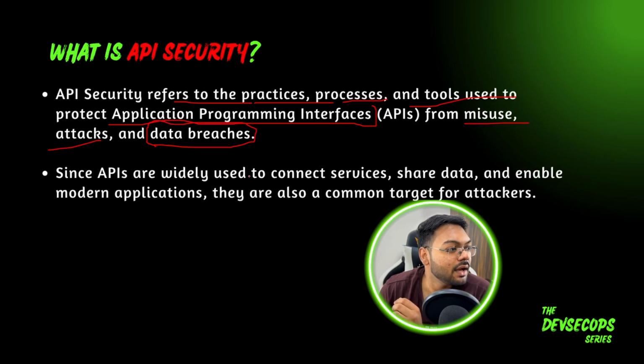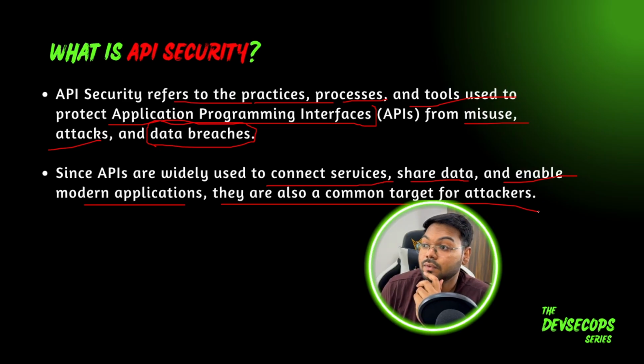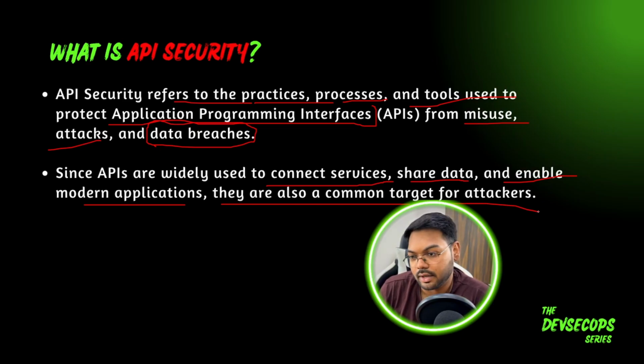Since APIs are widely used to connect services, share data, and enable modern applications, they are also a common target for attackers. On the database side, you would encrypt something, so there is not much to do. But on the API side, if you do not encrypt or do not use TLS, SSL, or any kind of protocol, then everything is transferred in text format, hypertext transfer protocol, right? And if it is not secured, then your data could be visible when it is traveling from one point to another point of the network.